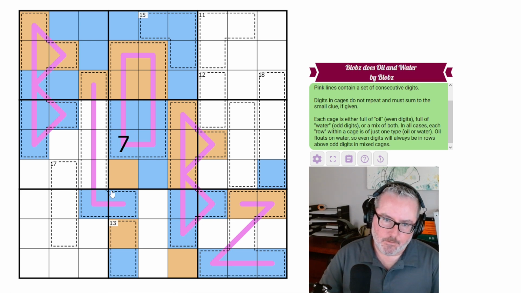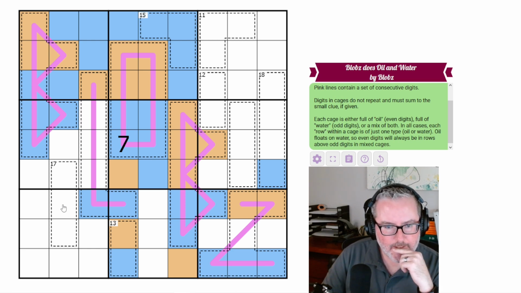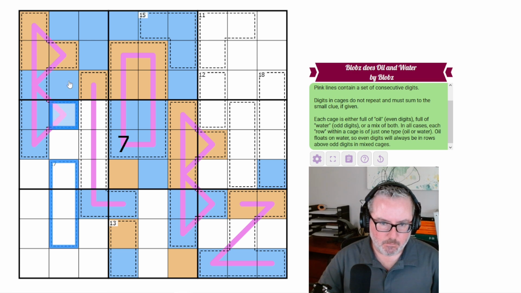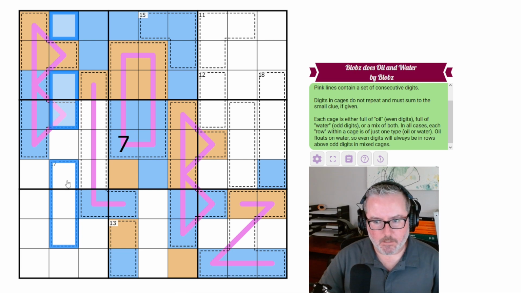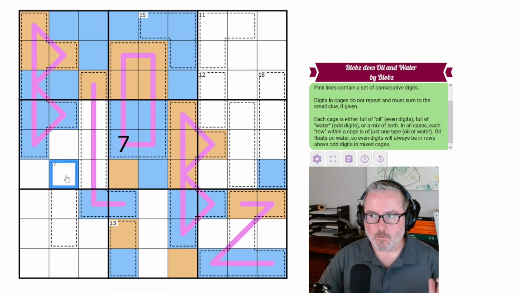Can we go further with any of these? The 17. What can we do with it? Well, we know it can't all be odd. Because if it was, we would break this column. So therefore, there must be at least 1 even. If there's 1 even, I think that means there has to be 2 evens and 1 odd. Otherwise, the parities don't work together.